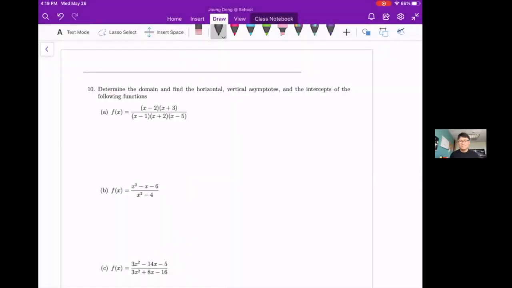Number 10: domain, horizontal asymptote, vertical asymptote, and x- and y-intercepts for a rational function. Okay, so let's do it step by step. Let's start with the domain.